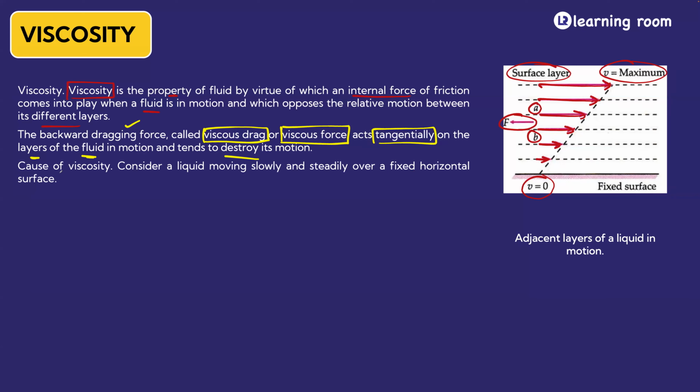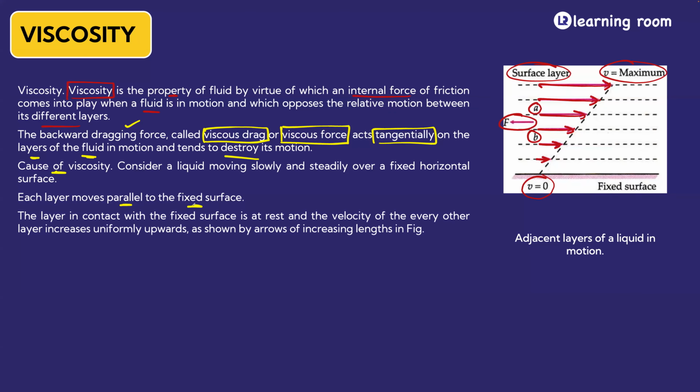Now, what is the cause of viscosity? That is what I explained. The cause for viscosity is the speed that is changing between the different layers. That story I already told you. So consider a liquid moving slowly and steadily over a fixed horizontal surface. Each layer is going to move parallel to the fixed surface. Then the layer in contact with the fixed surface is obviously going to be at rest. And the velocity of every other layer increases uniformly upwards as shown by the length of the arrow marks.